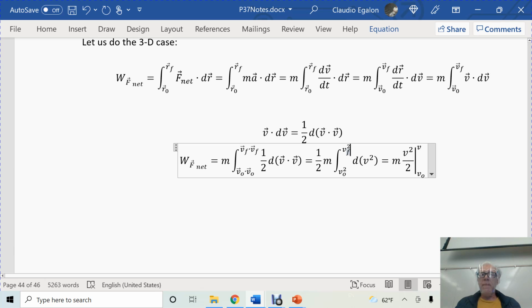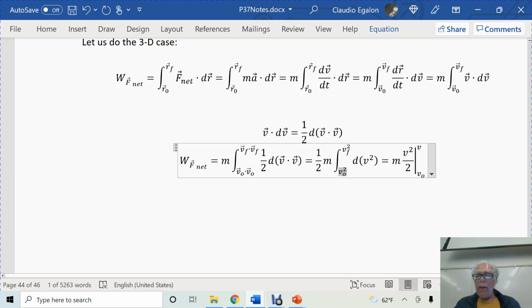And now you know that the integral of v squared is what? V squared, right? The integral of v squared is v squared. And we apply the limits here.